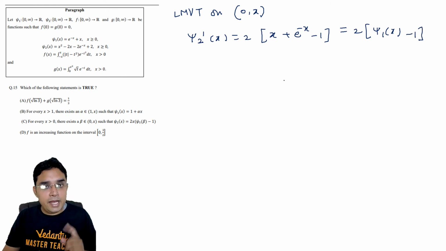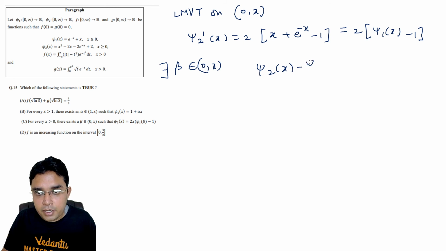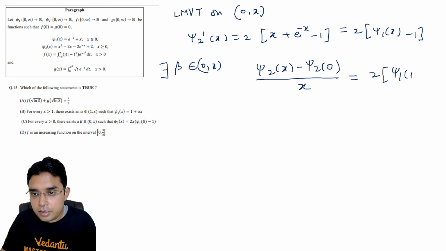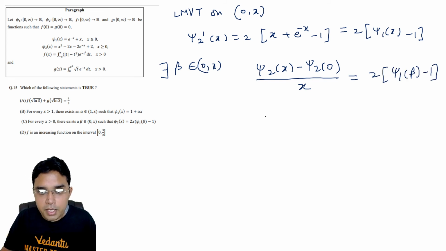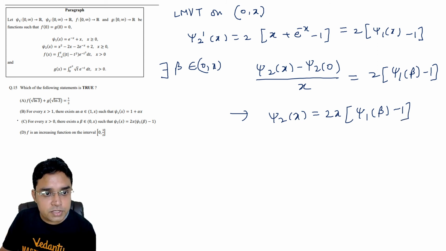So if we apply LMVT, there exists some beta between 0 and x for which psi2(x) minus psi2(0) upon x will be equal to 2 times psi1(beta) minus 1. Because psi2(0) is equal to 0, we can check it here. So we can now write psi2(x) is equal to 2x into psi1(beta) minus 1. So this option C seems to be correct.